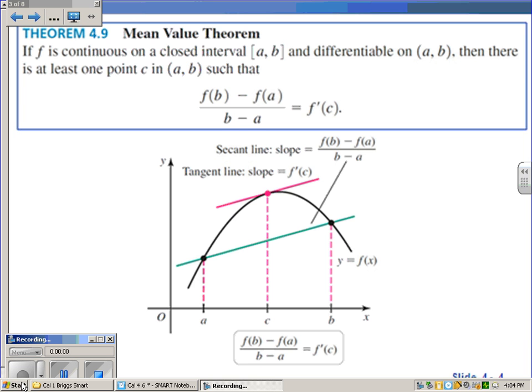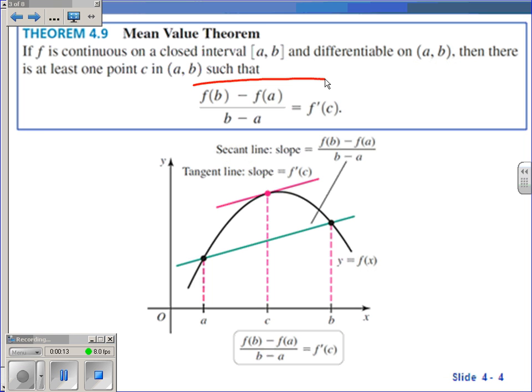The mean value theorem. The mean value theorem says that if f is continuous on a closed interval and differentiable in that interval AB, then there's at least one point in the interval so that the derivative at that point is that average slope, that average rate of change from the endpoints.